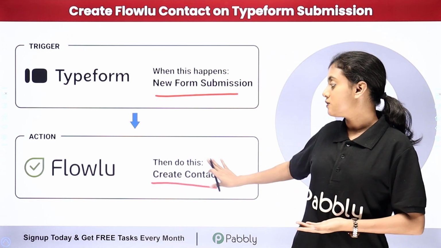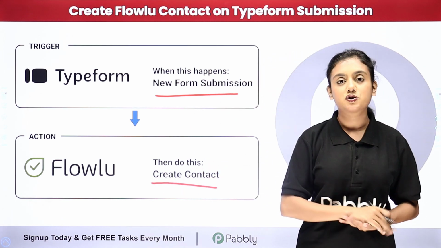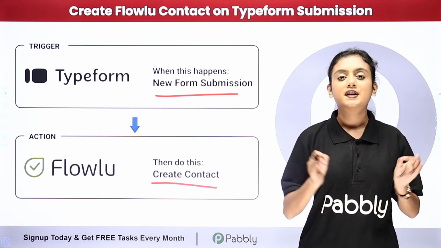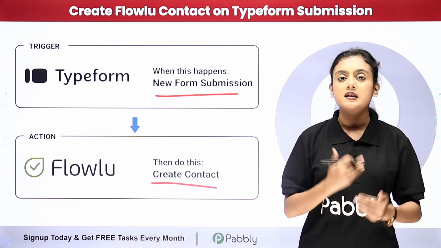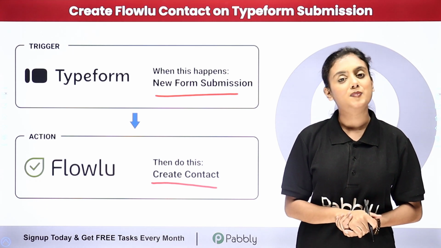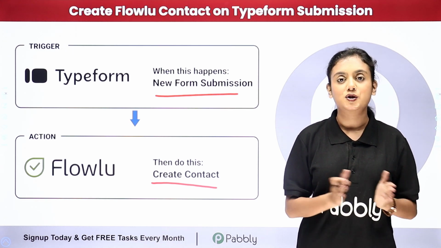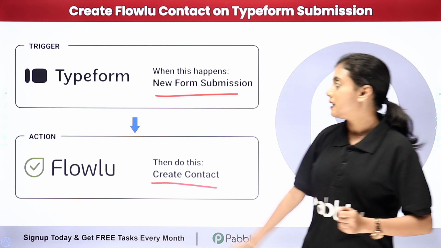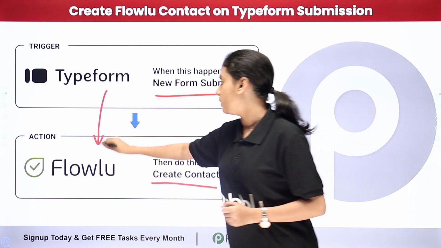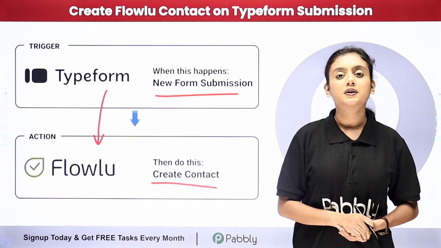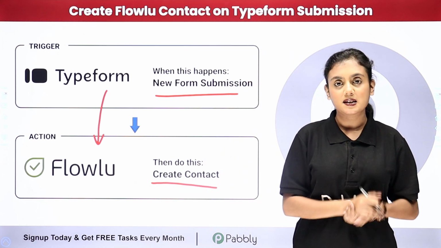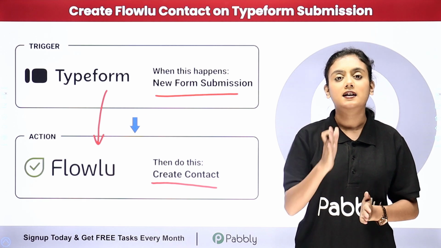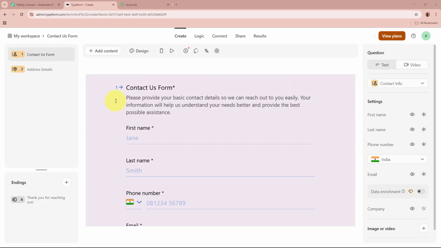Now creating these contacts manually after the new form submission is done is very time consuming. So what I've done is I've simply automated this entire process with the help of Pabbly Connect, which is an amazing automation and integration software. And here in this automation, I'm going to build a connection between Typeform and Flowlu with the help of it. So if you also want to learn about this amazing automation process step by step, for that let me take you to my screen. In this video, we're going to learn how to create Flowlu contact on Typeform submission.